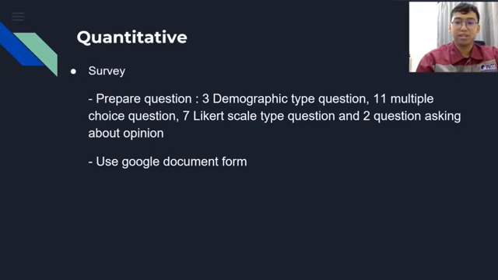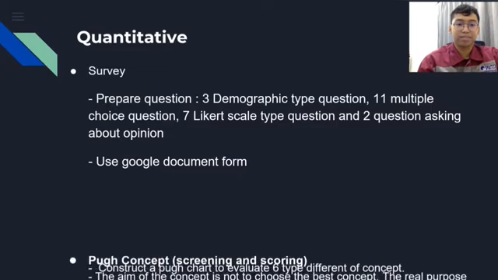In the quantitative method, the method chosen is creating a survey to help us strengthen our product needs. The first method is the survey. We prepared 3 demographic questions, 11 multiple choice questions, 7 Likert scale questions, and 2 questions asking for opinions. The total is 23 questions. We used Google Forms. By doing this survey, all the data collected helped us to create the House of Quality, HOQ.